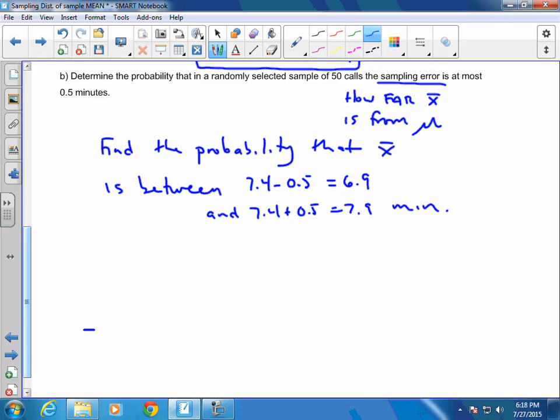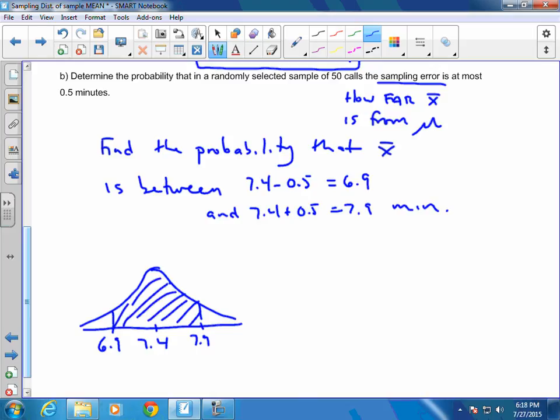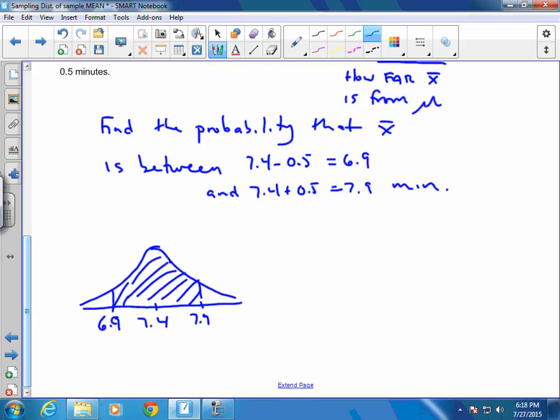So that's not a problem. Again, it's a normal variable. We're going to sketch our normal curve. Put our 7.4 in the middle. We're going from 6.9 up to 7.9. And the probability would be the area in the middle. One nice thing here is, since we went half a minute below the mean and half a minute above the mean, I only have to do one z-score calculation here. Whatever the z-score is for the positive one, for the 7.9 minutes, the other z-score is just going to be the negative version of it, since we're the same number of minutes to each side of the mean here.